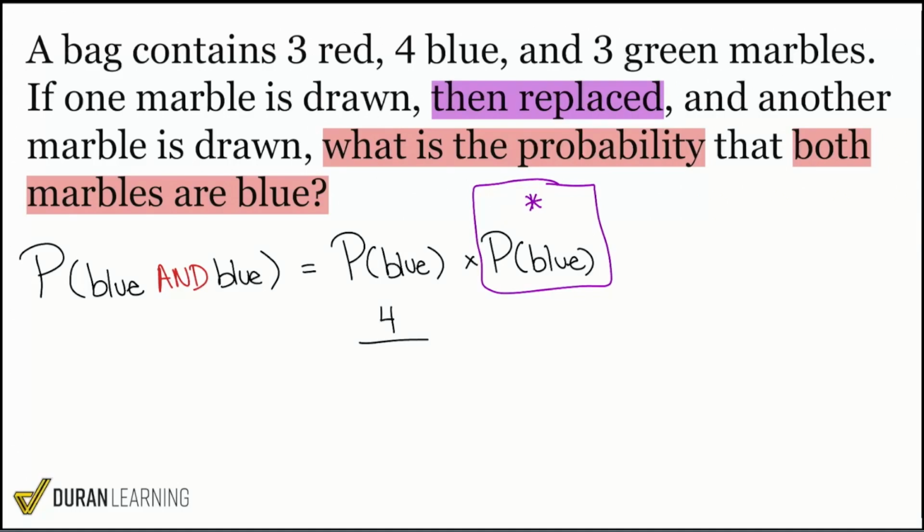We have 10 total options because we have 3 red, 4 blue, 3 green. 3 plus 4, that's 7. 7 plus 3, that is 10. There we are. Sweet. So that'll be 10 right there. That's the easy part. Now, when we try to find that second probability of getting blue again, this is where you really have to pay attention.